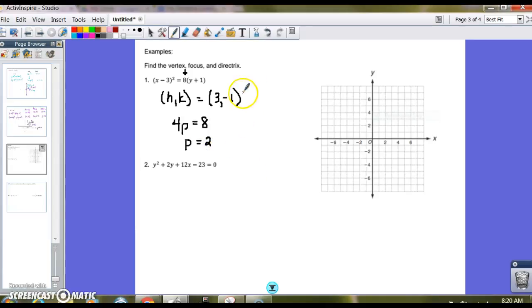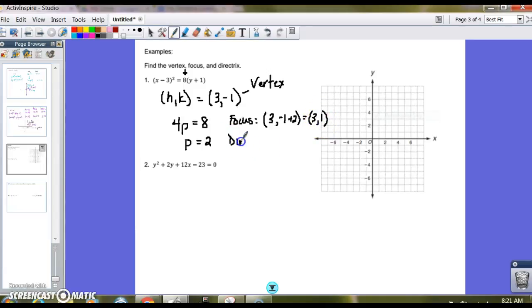Okay, so here's my vertex. My focus then, because it opens up or down, I'm adding or subtracting from the y coordinate. So then my 3 stays the same, and then I'm taking negative 1 plus 2. So my focus ends up at (3, 1).